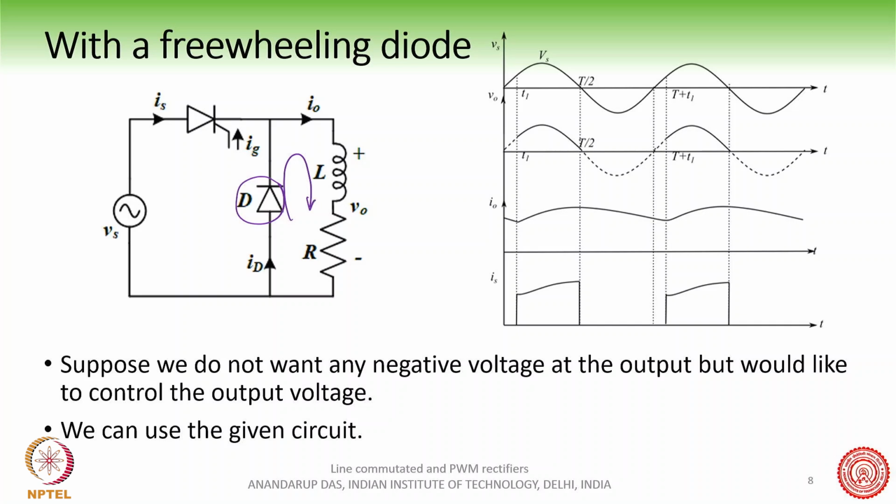And so the output voltage V0 will go to here. It will not go negative anymore. It will be 0, and then again it will start like this. So this is the waveform. Of course, you can control the output voltage by changing the firing angle alpha. So we can use this circuit if we do not want any negative voltage on the output.